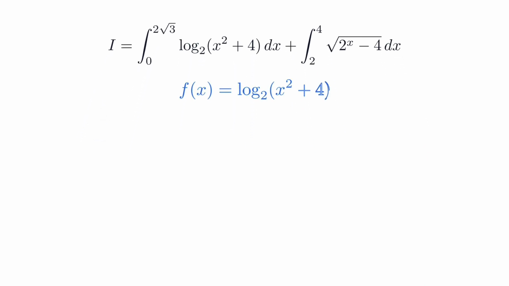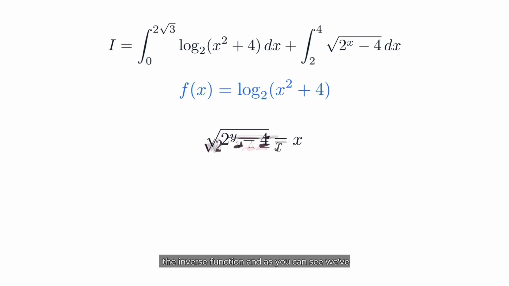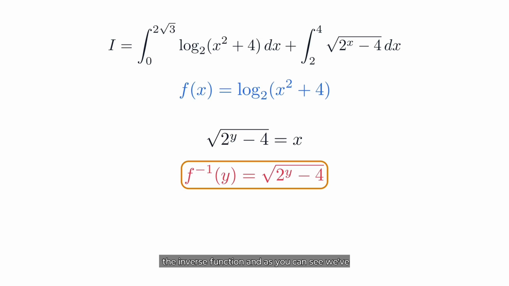Consider the function inside the first integral. Now, for the sake of simplicity, let's label this as y. So, if we solve for x, we will get the inverse function. And as you can see, the inverse function is the square root of 2 to the y minus 4, which is just what we've got inside the second integral.